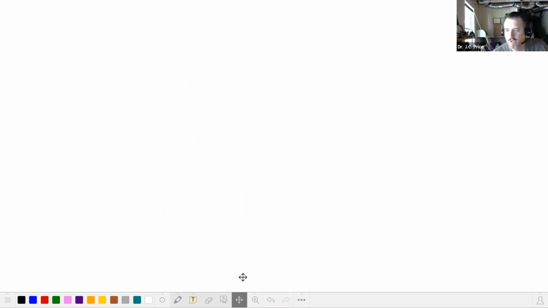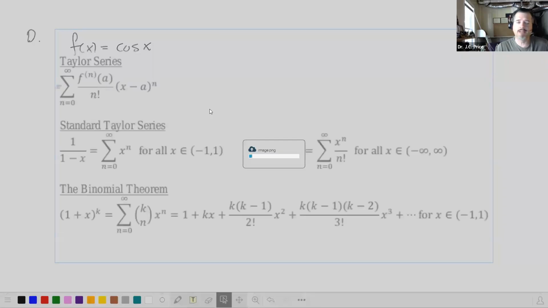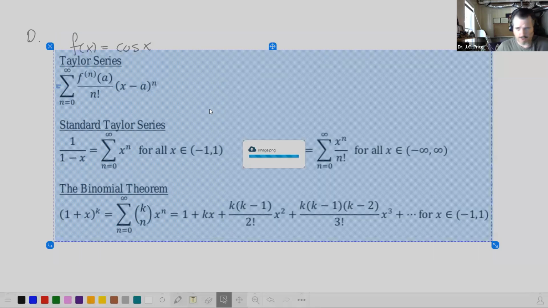All right. So we did A, B, C, and now it's time for D. So on D, what did we have? F of x equals cosine of x. And we did this one actually in class, but it doesn't hurt to look at it again and try to attack it like for the first time.